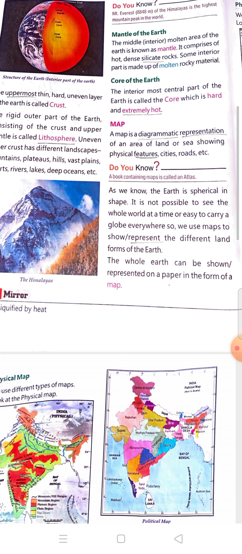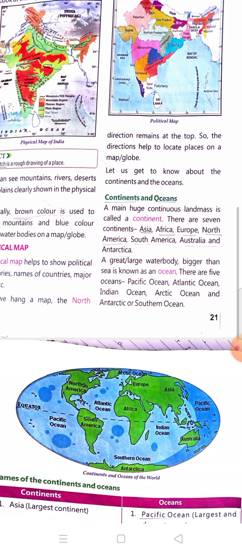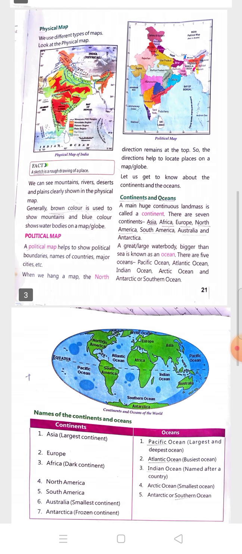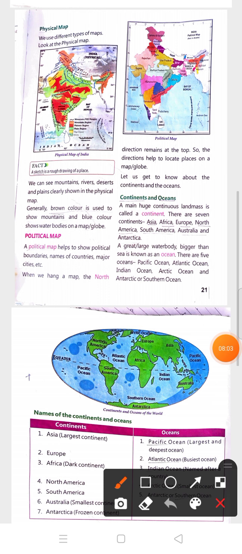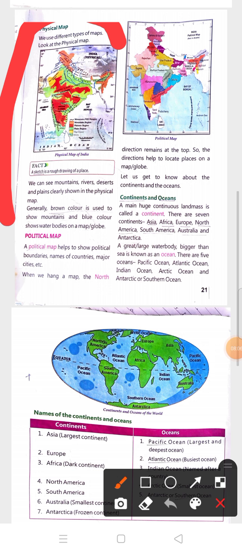Now come to page number 21. Now come to page number 21. I am going to read this much part now.